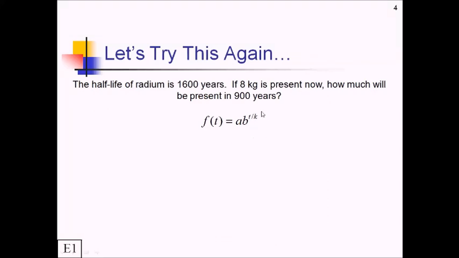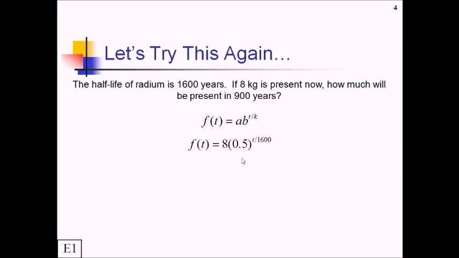Let's see how we can use this newer function to help us out with this problem. So we still have our a value of 8. We still have a b value of 0.5. But this time, we're going to have t over 1600 in the exponent. And this is going to force us to wait 1600 years before we get to multiply by the full 0.5.